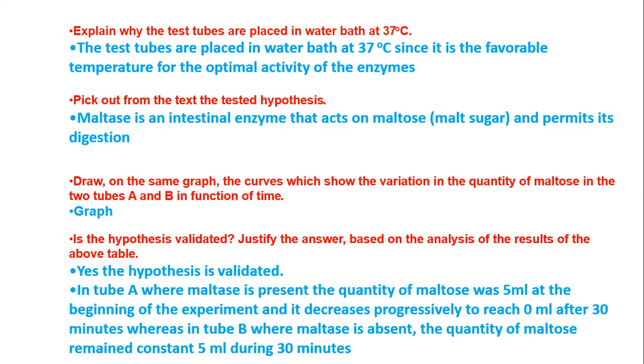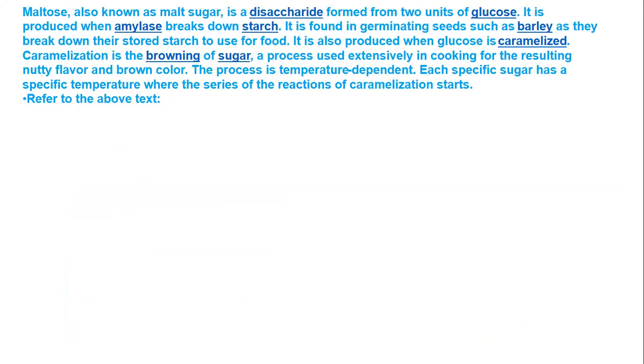In tube A, where maltase is present, the quantity of maltose was 5 milliliters at the beginning of the experiment, and it decreases progressively to reach 0 milliliter after 30 minutes, whereas in tube B, where maltase is absent, the quantity of maltose remained constant, 5 milliliters during 30 minutes.